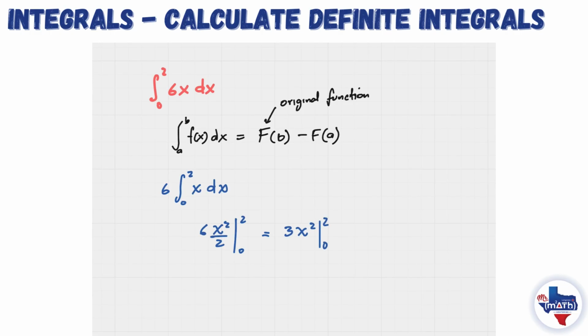0 to 2. So we will evaluate 3 times 2 squared minus 3 times 0 squared. 2 squared is 4, times 3, that will be 12. Minus 3 times 0 squared, which is 0, so the answer is 12.